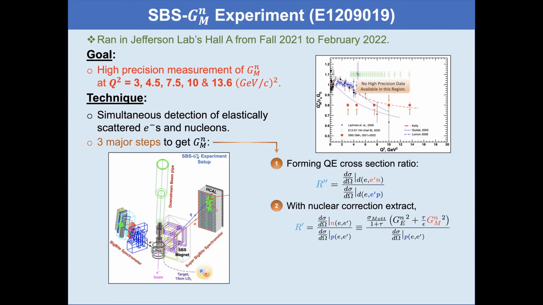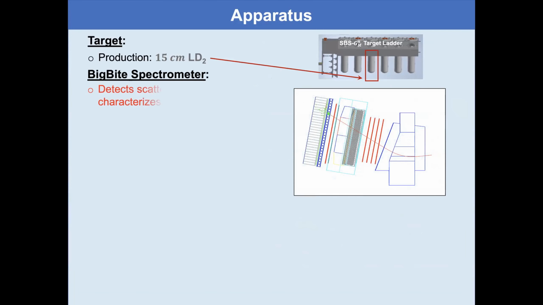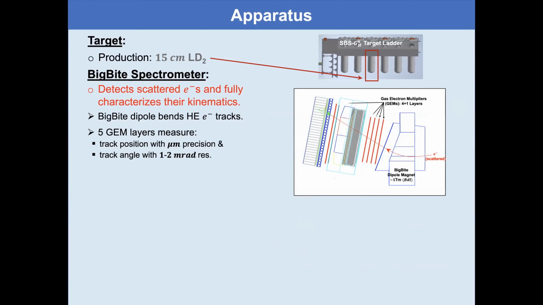For production, SBS GMn used a 15 centimeter liquid deuterium target. Scattered electrons were detected by the BigBite spectrometer. The BigBite dipole upbends scattered electrons, which then get tracked by 5 layers of GEMs with micrometer precision. And finally, they get stopped by the BigBite calorimeter, which measures their energy and triggers the DAQ.